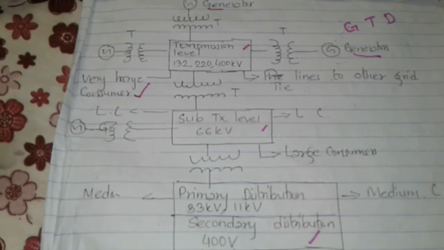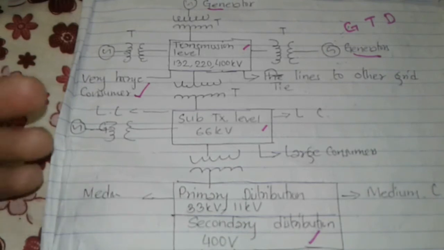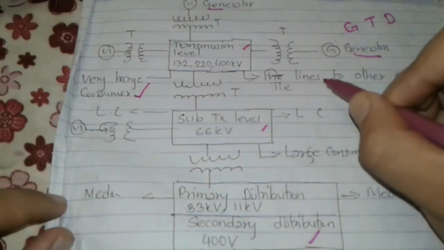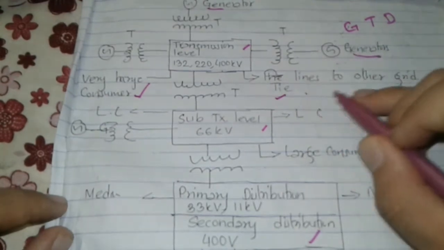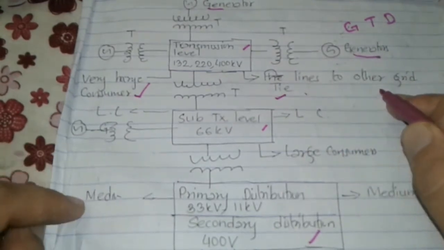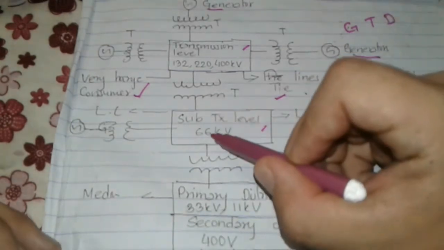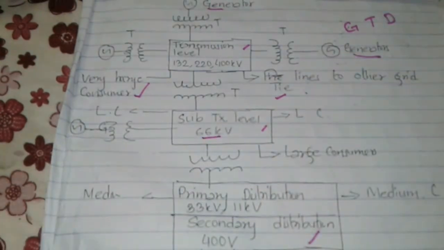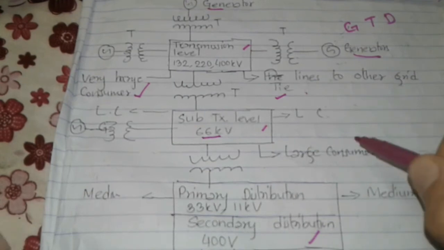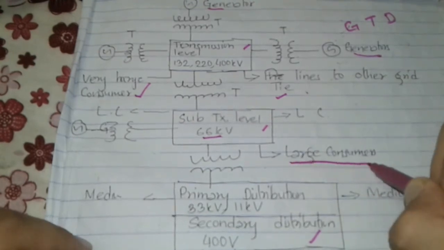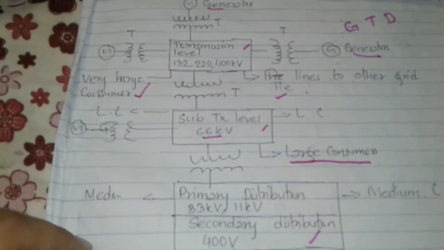So the different grids are interconnected through lines to form a regional grid, and different regional grids are further interconnected to form a national grid. So for the tie grid, so this is tie. For the tie lines of grid we have a separate line, and after that if we need to decrease the voltage for the substations, which will carry 66 kV, which is also part of the transmission line, after that we can also distribute for the large consumers from the substations of the transmission line.